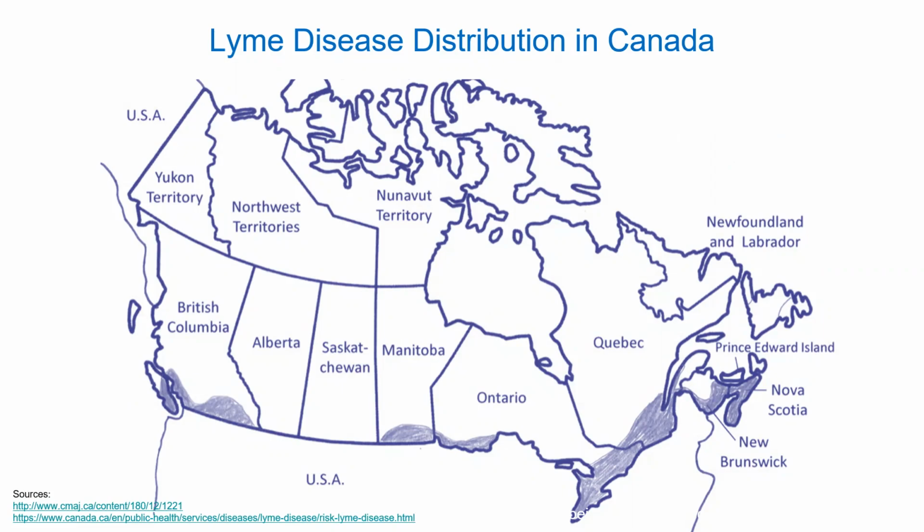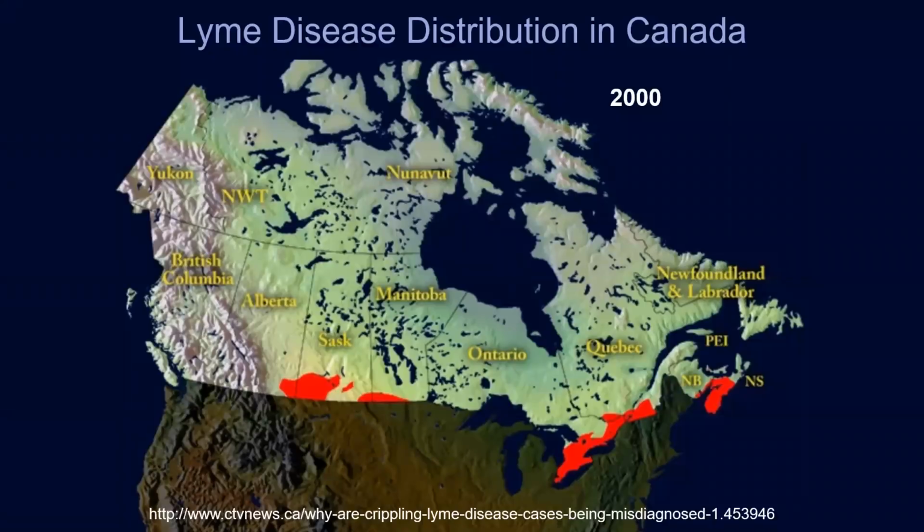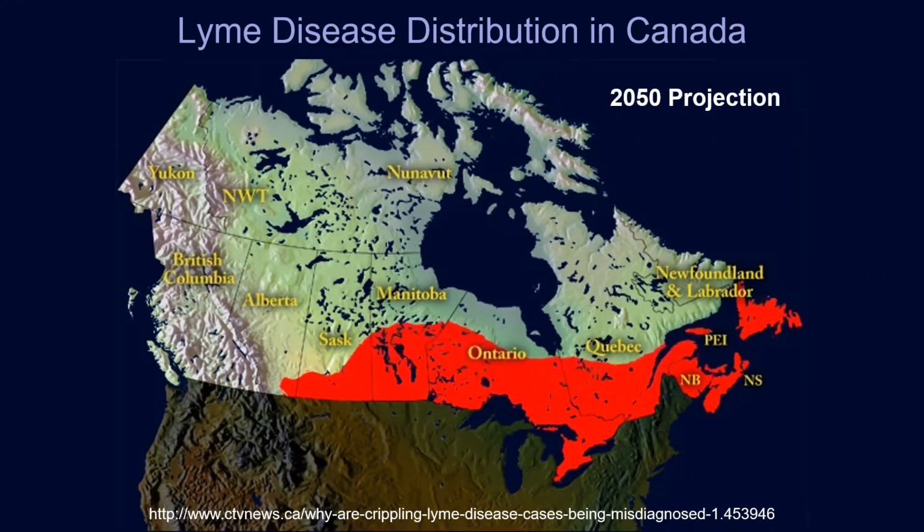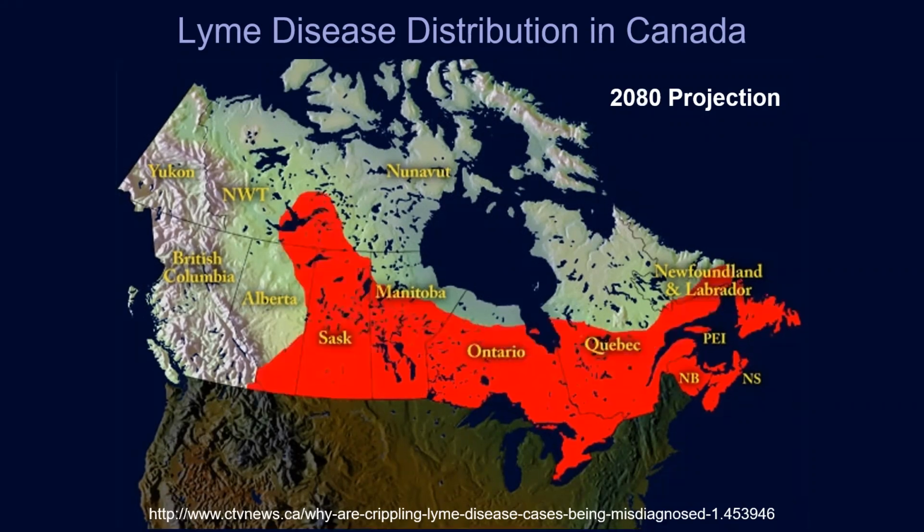Sometimes it's hard finding the data. I found this here. This was CTV. I couldn't find the author. I was going to email them and ask them where they were getting this data from, but there were some projections, which I thought were kind of interesting. This is their 2020 projection. This article was written in 2015 or 14, so they didn't quite get it right. But I'll show you some of their other projections. 2050, 2080. So who knows, right?